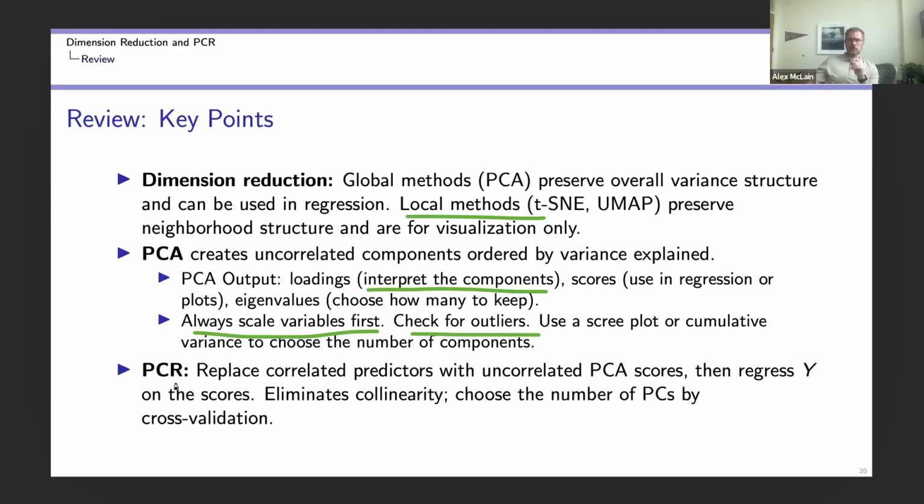When we do principal component regression, we replace the original data with the uncorrelated principal component scores and regress Y on those scores. This eliminates collinearity. We do have to choose the number of PCs. We can do that by cross-validation, for example. In the example we did, we predicted systolic blood pressure using the PCA scores with linear regression. We can do principal component regression for logistic regression as well.